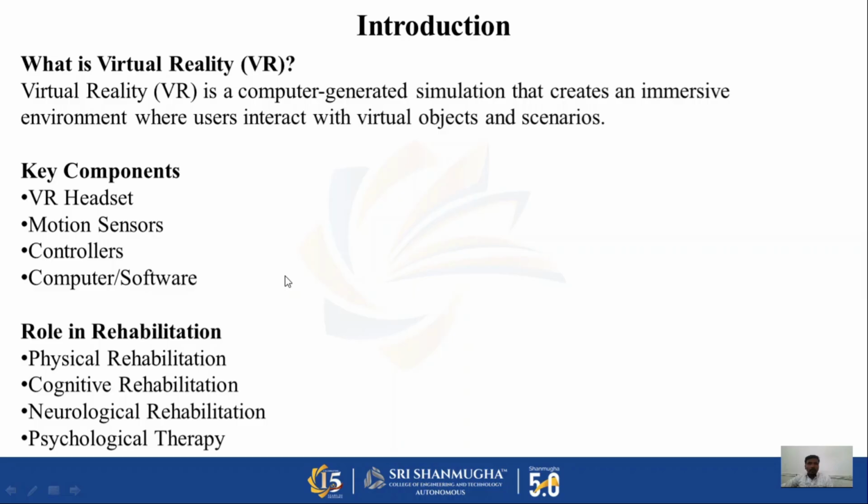The main components of a VR system include the VR headset. The headset displays virtual images and creates an immersive environment. Next, motion sensors. These sensors track body movement such as hand, arm, head and leg motions. Third one, controllers. Controllers allow patients to interact with the virtual objects. Fourth one, computer and software. The software generates the virtual environment and records patient performance.